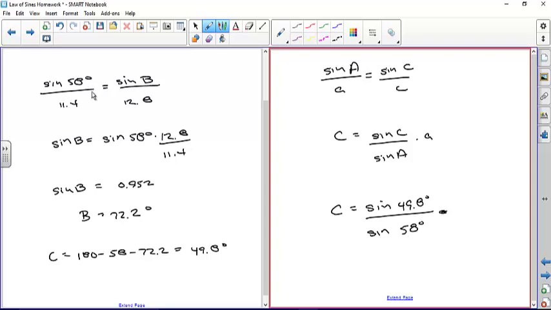was 11.4. So the sine of 49.8 divided by the sine of 58 times 11.4 is 10.3. So now we know everything.